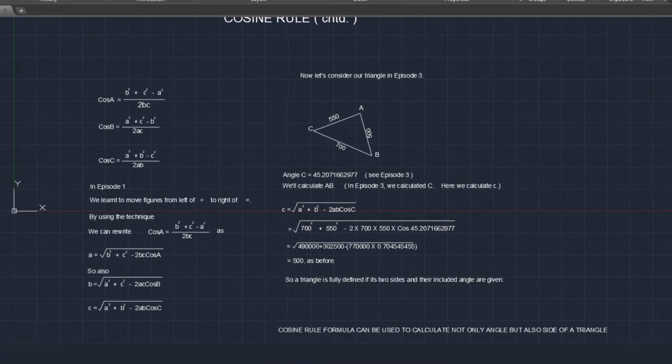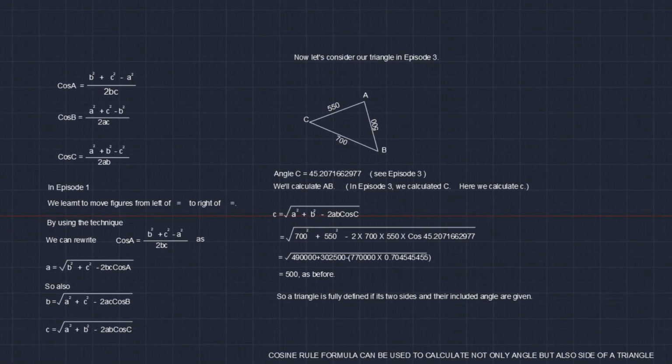In the previous episode, we discussed the cosine rule. Cosine rule is cos A is equal to (B squared plus C squared minus A squared) by 2BC.